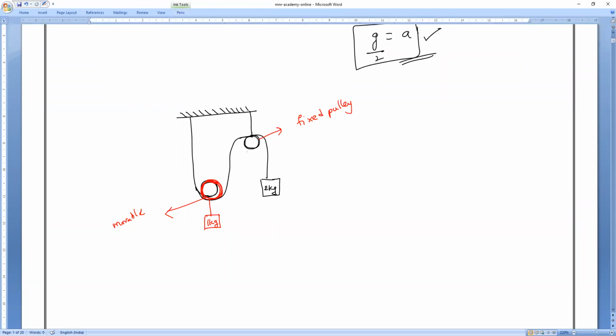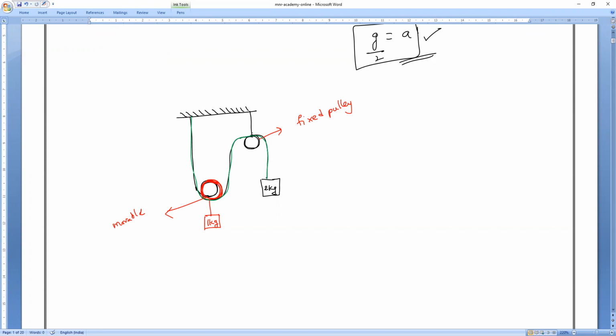Now observe. As we all know, this is the common string, the same string that is attached, so it has the same tension. If you notice, this is the same string. So is it having the same string or a different string, everybody?